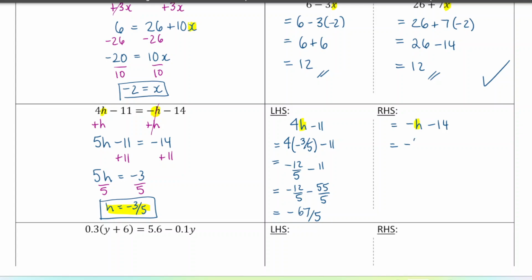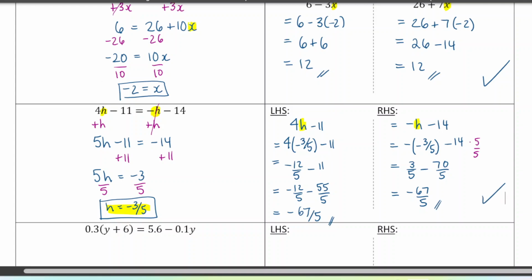Okay, let's see this one. I substitute negative 3 over 5. So I get 3 over 5 minus, and I'm going to create a common denominator, so 14. If I multiply by 5 over 5, I'm going to get 70 over 5. 3 minus 70 is negative 67. And we see the left-hand side and the right-hand side are equal, so we're good to go.